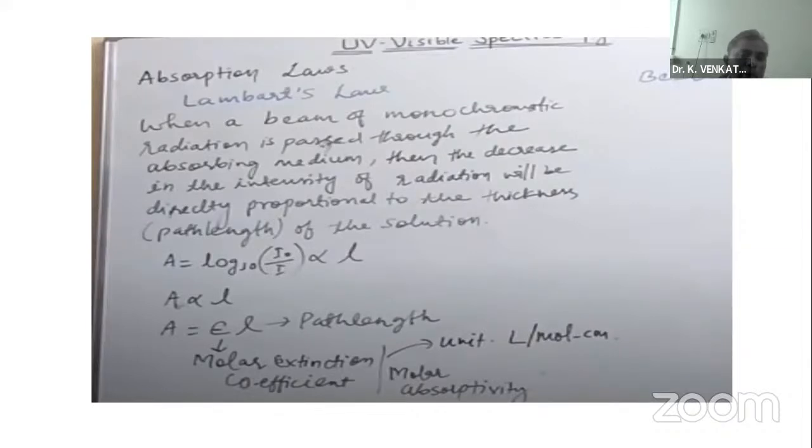So A equal to log 10 I0 by I is proportional to L, where L means path length. So A is directly proportional to L, and A equals epsilon L, where L is the path length and epsilon is the molar extinction coefficient or molar absorptivity.